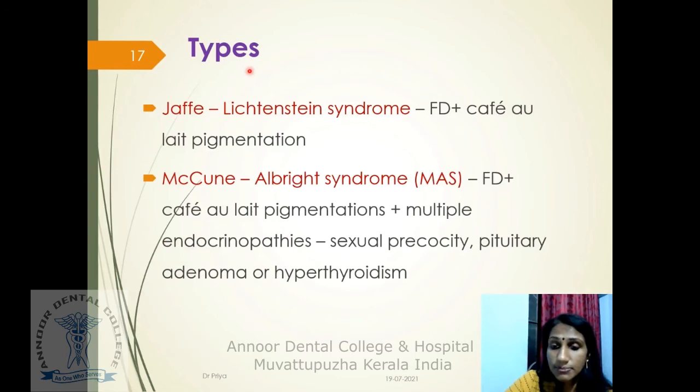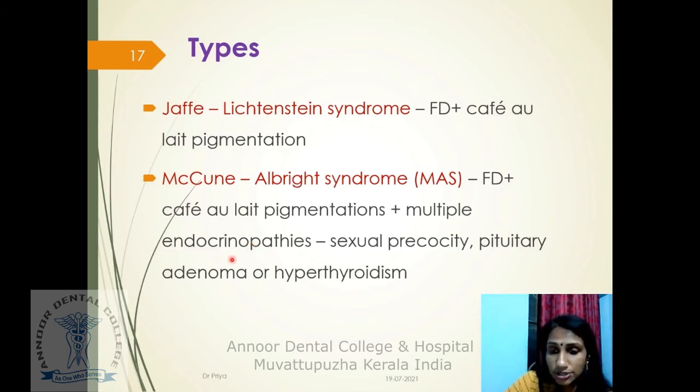Then the subtypes of polyostotic, this we had already discussed. You have two types, Jaffe-Lichtenstein type and McCune-Albright syndrome. In Jaffe-Lichtenstein, we have fibrous dysplasia along with café-au-lait spots. It's only two: fibrous dysplasia with pigmentation. When it is McCune-Albright syndrome, it's the severest form where you get fibrous dysplasia, pigmentation, and endocrinopathy. So it's a triad.